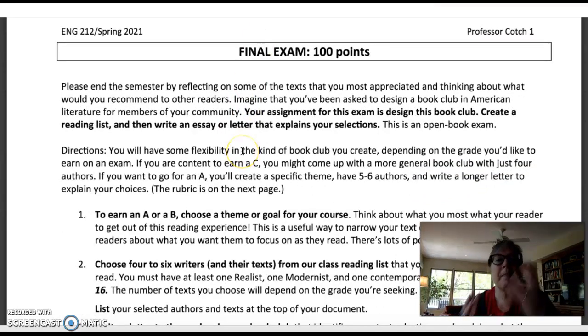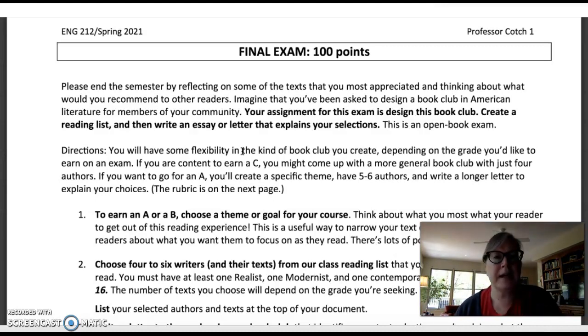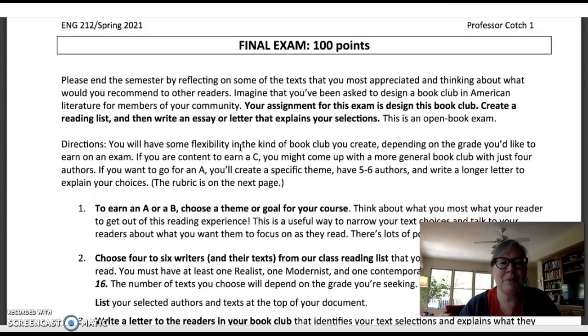But again, I want you to imagine that you have been asked to create a book club, maybe at your local library or at the Prairie State Library. You're going to create a reading list, and then you're going to write an essay, or even better, I think, a letter directly to the members of this book club to explain your goal or theme for the book club and the choices that you made, the things that they'll be reading. You're going to introduce them to this book club, in other words.